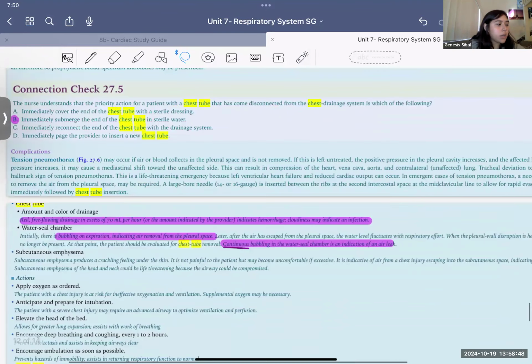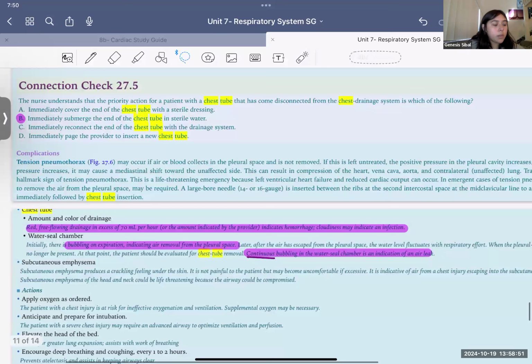And then with this question, a nurse understands that the priority action for a patient with a chest tube that has come disconnected from the chest drainage system is which of the following: immediately cover the end of the chest tube with sterile dressing. Okay, so the chest tube has become disconnected from the chest drainage system. So it's still in the patient, but it's disconnected from the drainage system. So immediately cover the end of the chest tube with the sterile dressing. Well, that's not even an option because you know that you should be covering the patient with the sterile dressing. Immediately reconnect the end of the chest tube with the drainage system. No, do not do that. Not in your protocol. Do not do that.